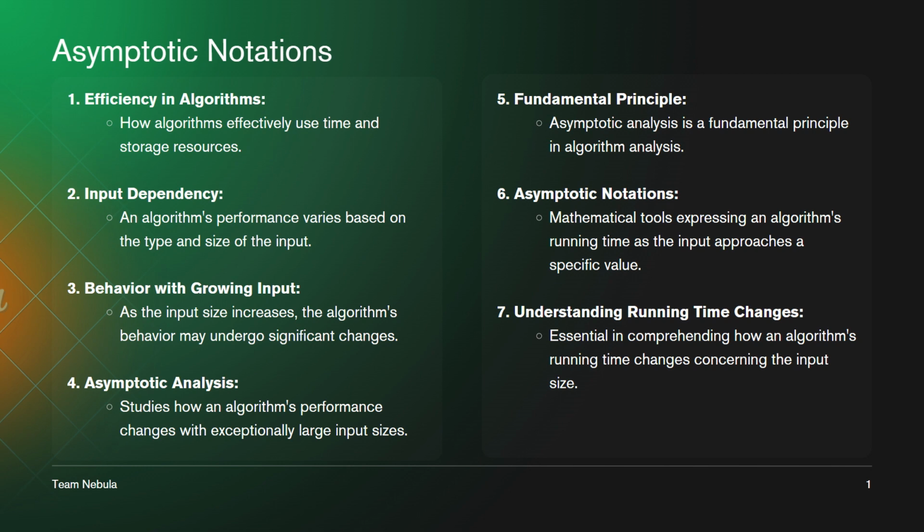Asymptotic notations are mathematical tools used to express the running time of an algorithm as the input approaches a specific or limiting value. In essence, they aid in comprehending how an algorithm's running time changes concerning the input size.